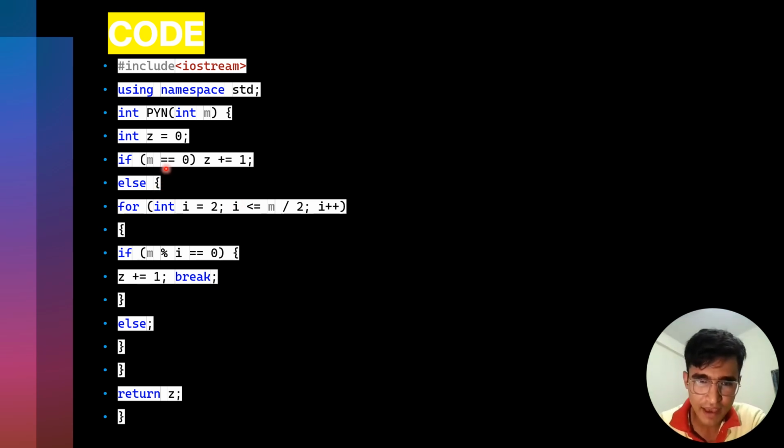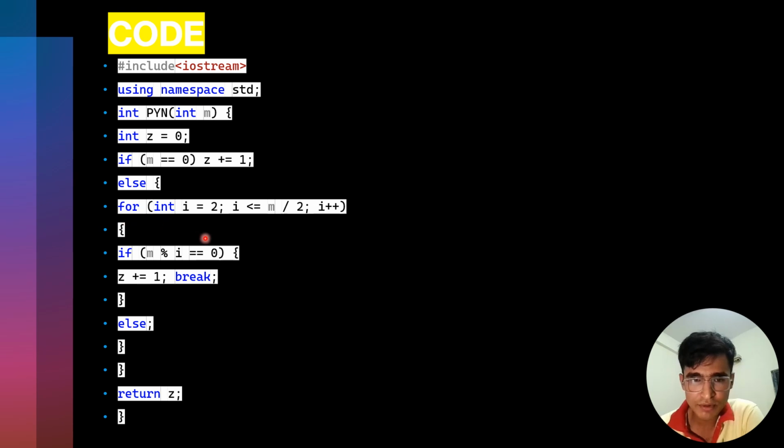Else if m is not equal to 0, then we will check whether m is divisible by any number less than or equal to m by 2. We know that if m is a composite number, then there will always be a factor of m lying between 2 and m by 2, both included. So how will we check? We will check using a for loop.